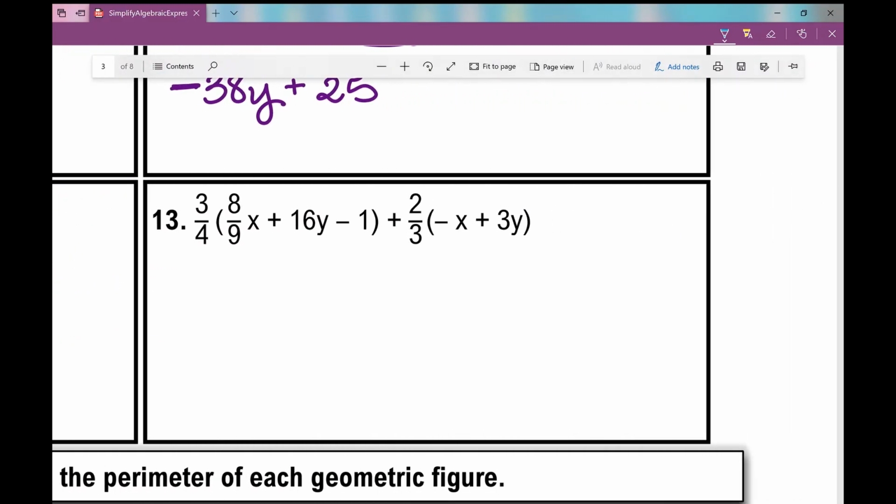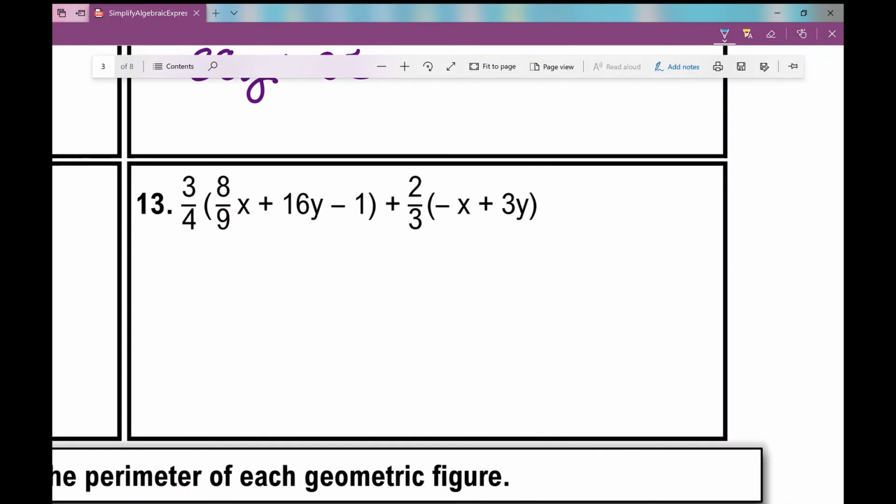Okay, I've got some fractions in this one, but that's okay because we know how to multiply fractions. So I'm going to multiply 3/4 into every single term in this set of parentheses and 2/3 into every term in this set of parentheses. If you don't see a number in front of a variable, what can you write there? A 1. And now let's do our multiplying.